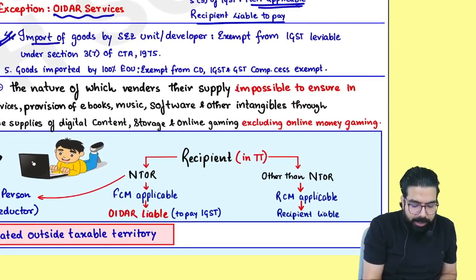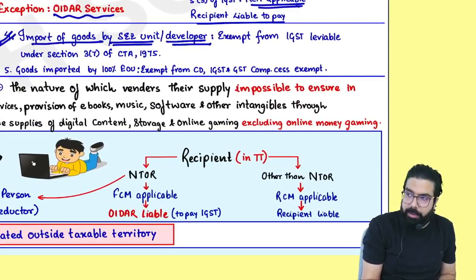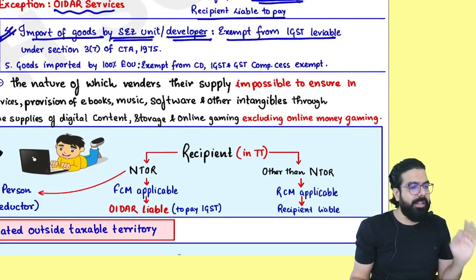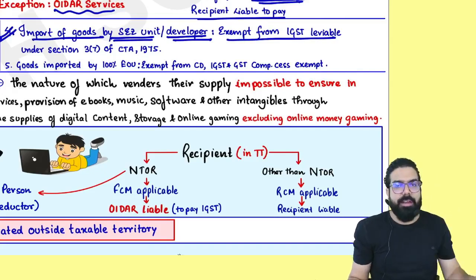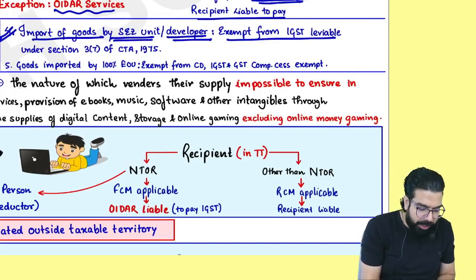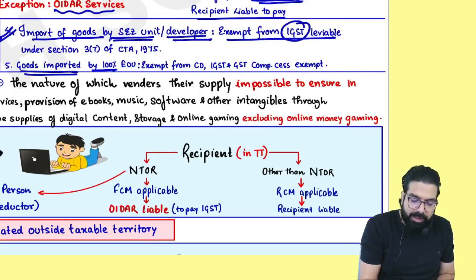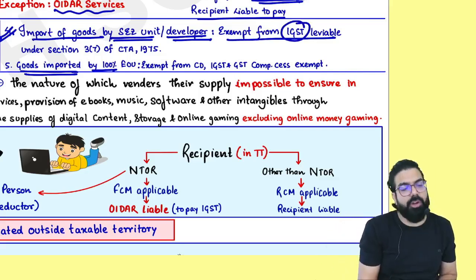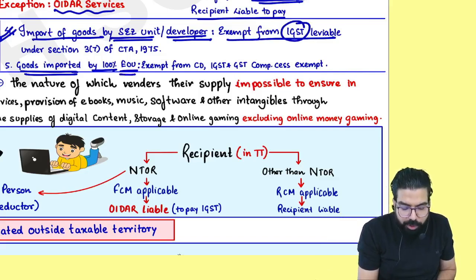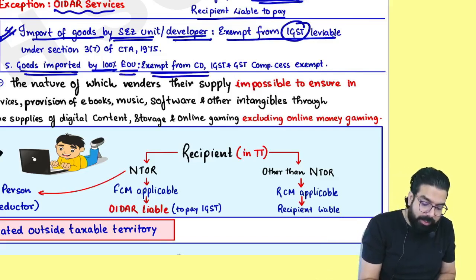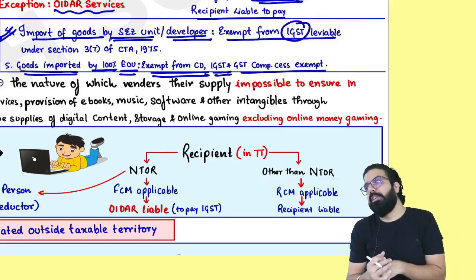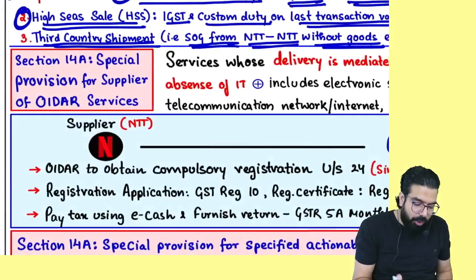Now, here I have written that importation of goods by an SEZ unit or developer is always exempt from the GST which is payable. Remember, if you are an SEZ, importation of goods is always exempted. Goods imported by an SEZ unit, whatever GST is applicable, it is not applicable to an SEZ unit. Then, importation of goods by a 100% EOU, export-oriented unit, is also exempted from custom duty, IGST, and GST compensation cess.